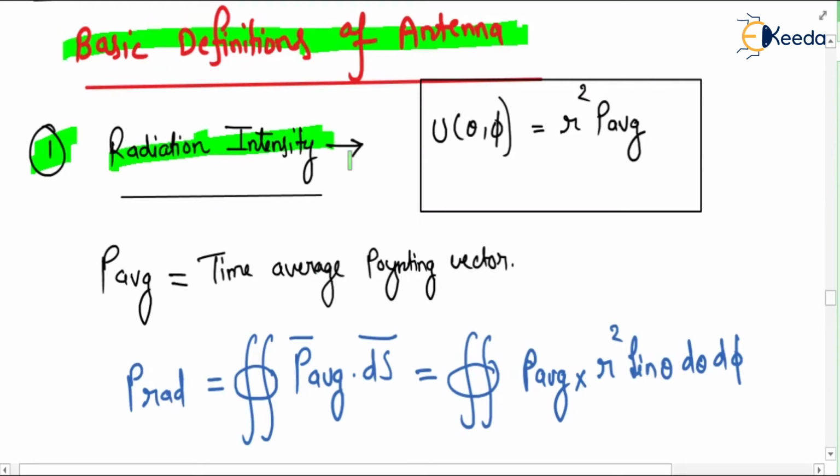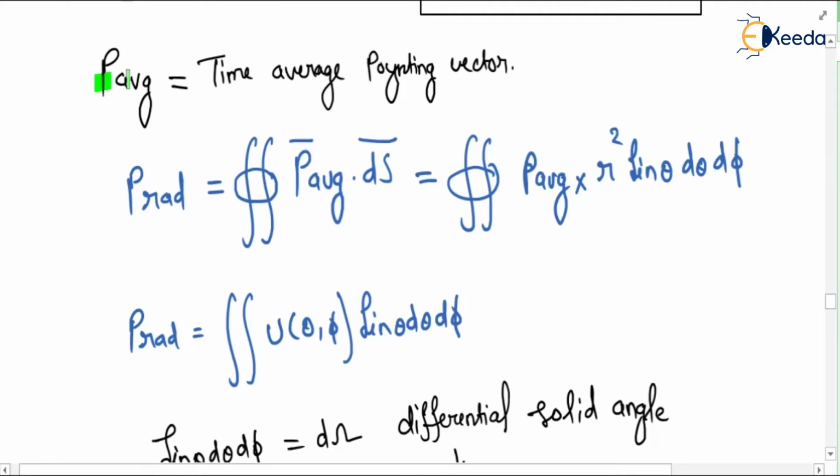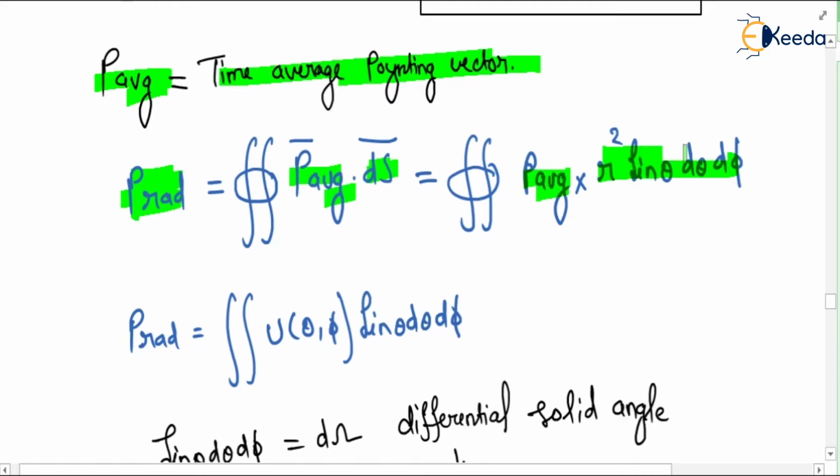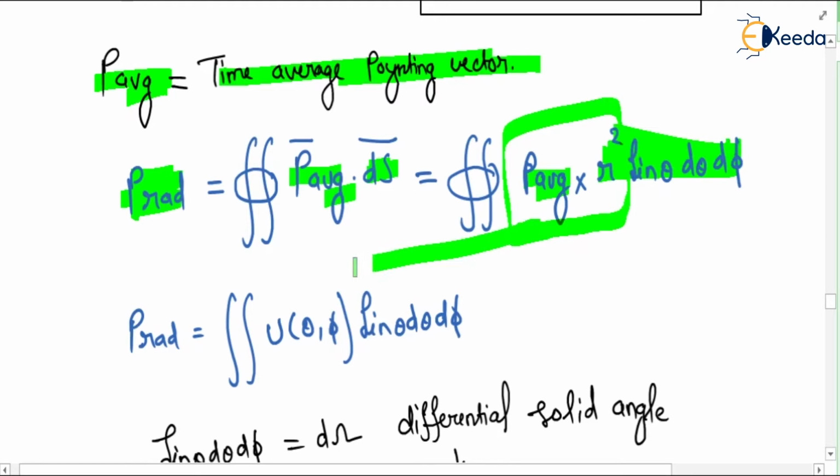First definition is radiation intensity. It is represented by U(theta, phi). It is R square into P average, where P average is the time average Poynting vector. So the total radiated power is the double integration of P average dot ds. P average dot ds is R square sin theta d theta d phi, and R square into P average is U(theta, phi).